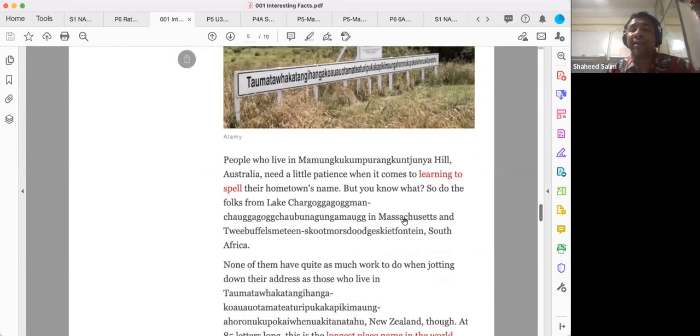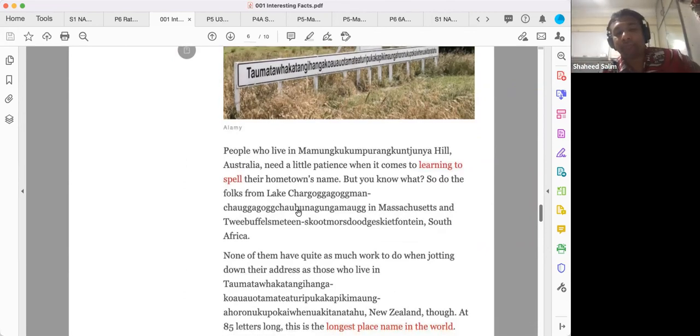Down here now in US, Massachusetts in US, we have a lake called Chagoga. I do not know what is it now. It sounds like a child saying jaga jaga jaga jaga jaga. No, he's playing the train. Maybe playing the train. And see, we call this place that train name.